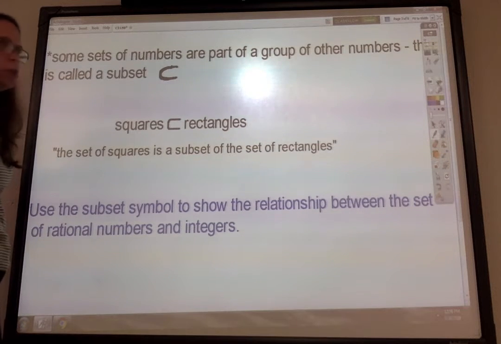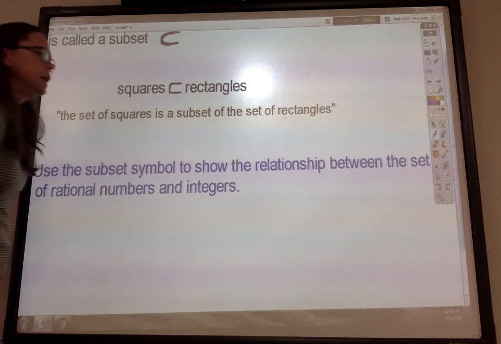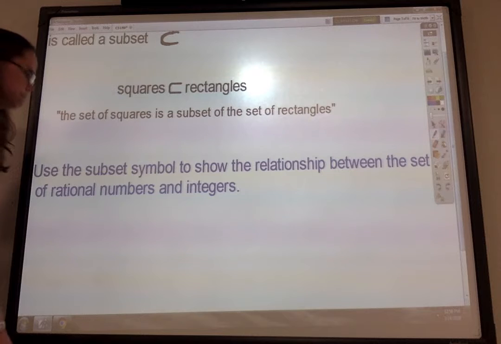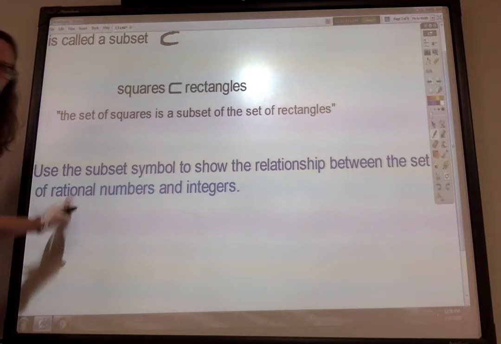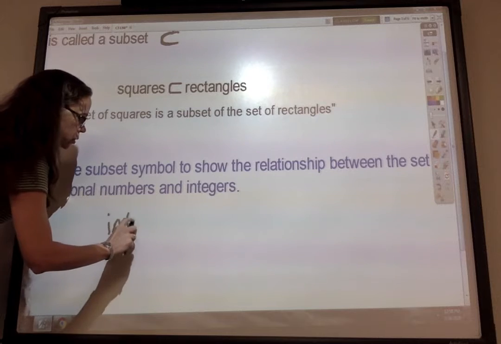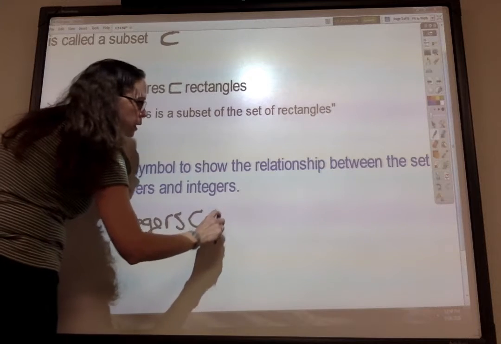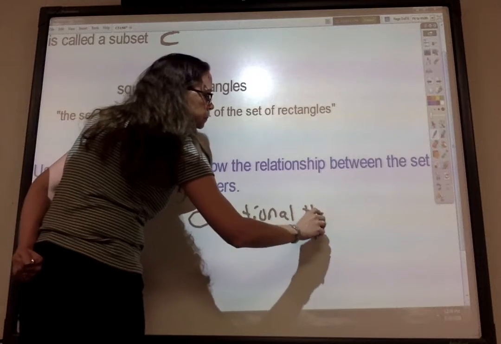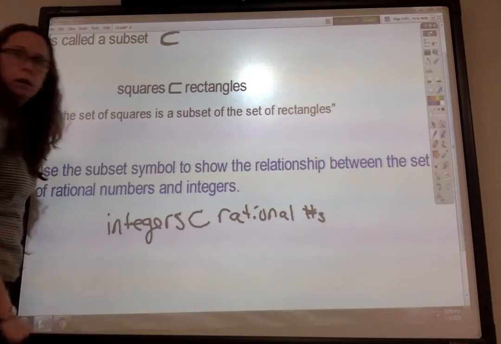So think about the relationship between rational numbers and integers and decide what our subset needs to look like. Okay? Well, hopefully you said that integers, the set of integers is part of the set of rational numbers, so we would say integers are a subset of the set of rational numbers. Okay? Integers are part of this group, so they are a subset of this group.